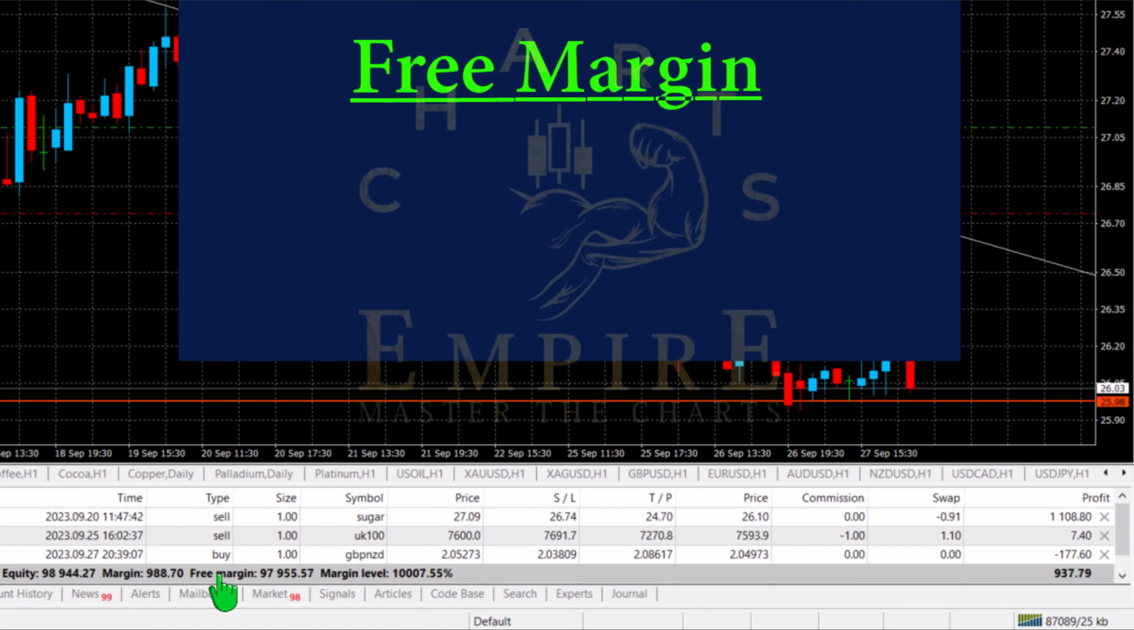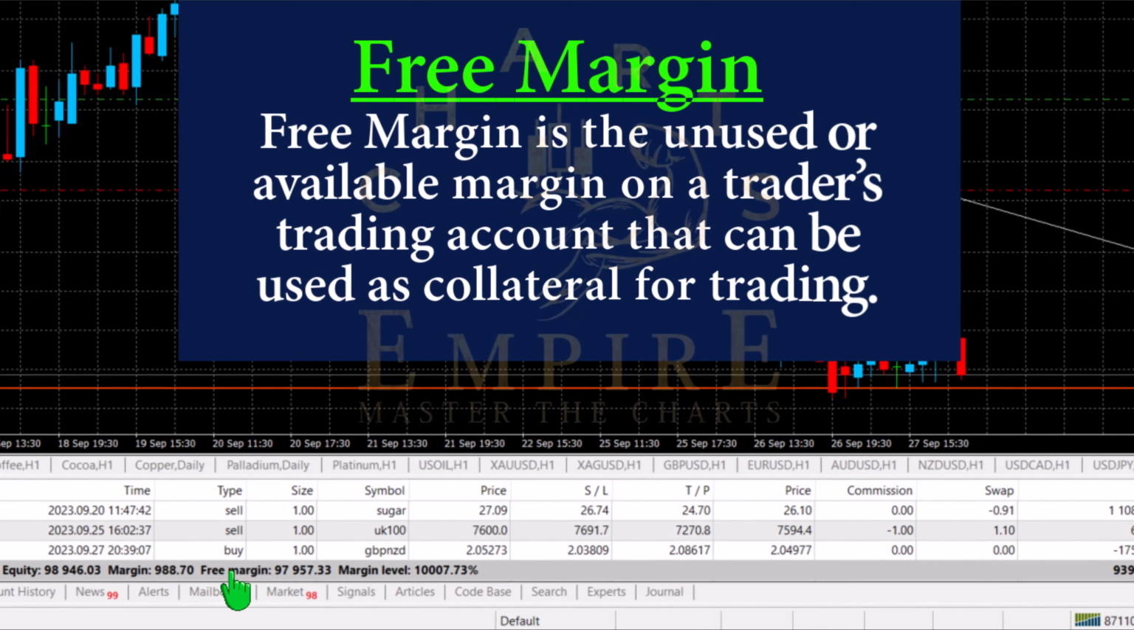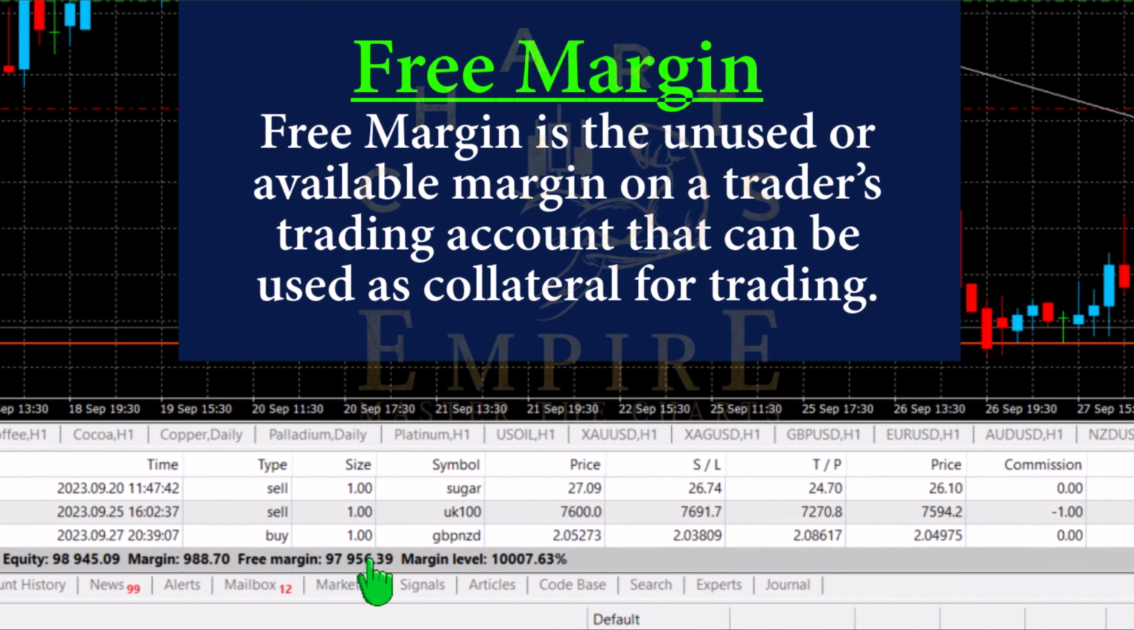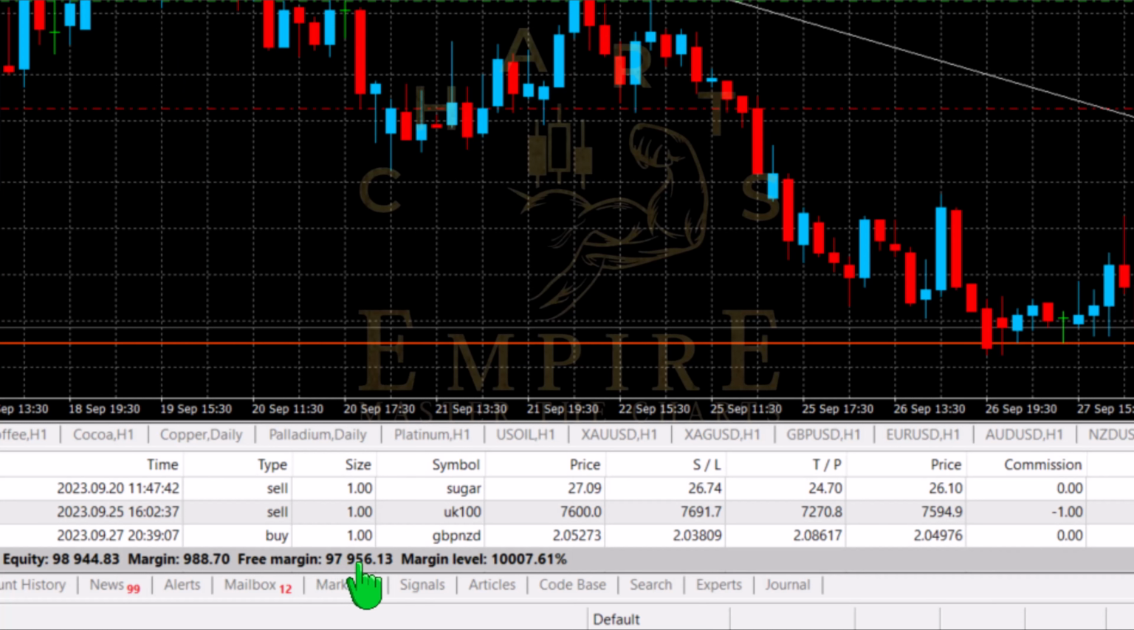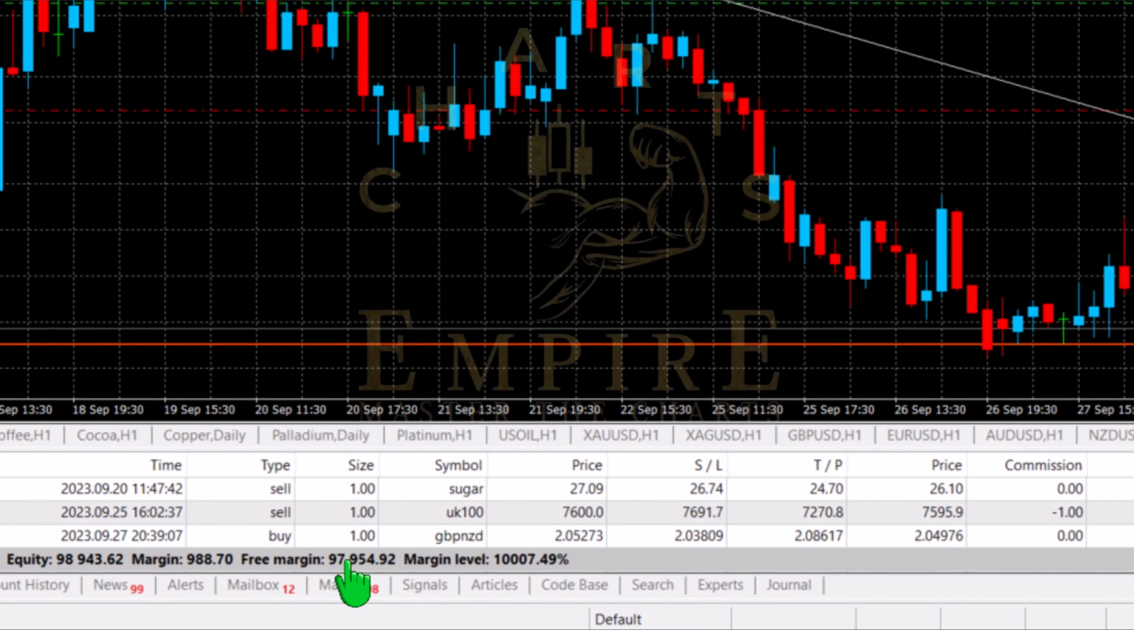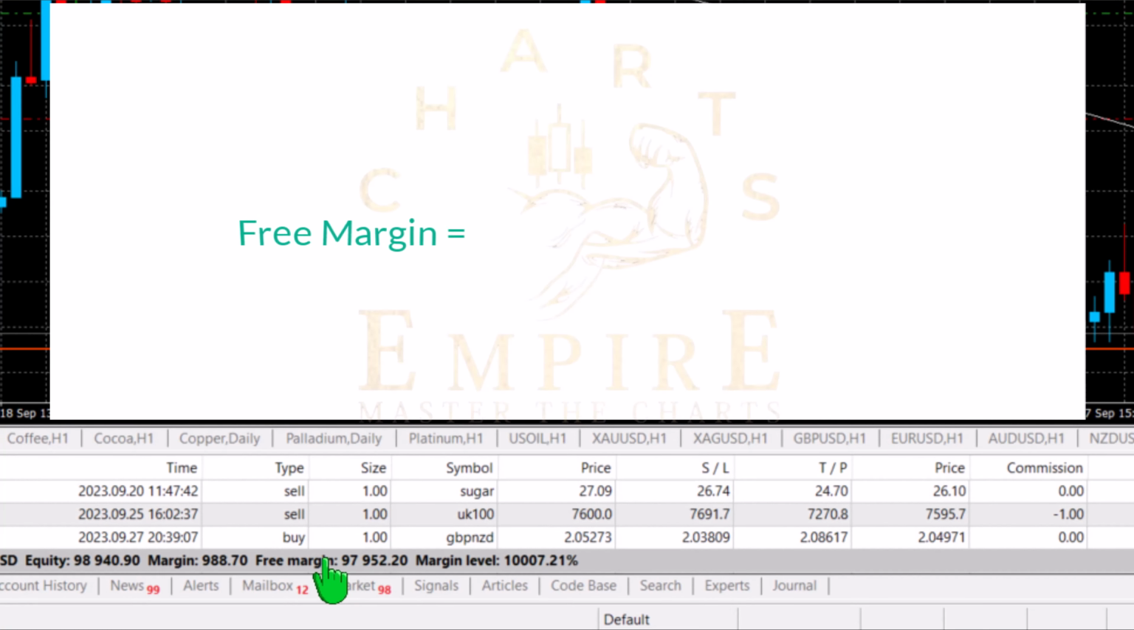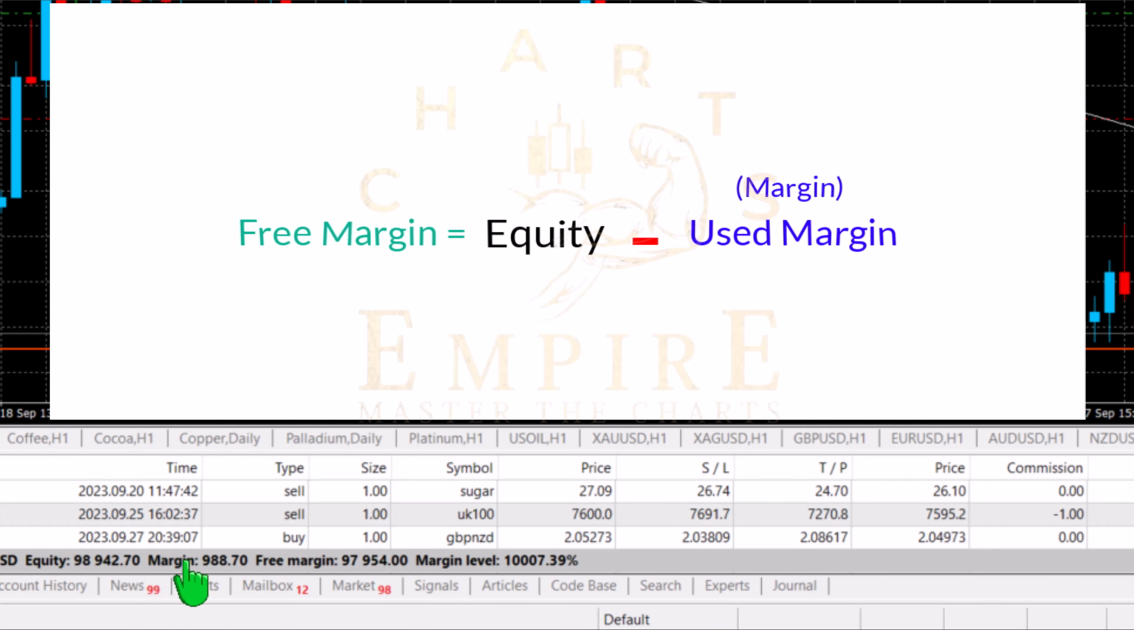4. What does the free margin on your trading account terminal mean? Free margin is the unused or available margin on a trader's trading account that can be used as collateral for trading. Your free margin account can be thought of as a savings account for emergency. Mathematically, free margin is the difference between your equity and used margin. Take note, your used margin is your margin account, while your usable margin is your free margin account.